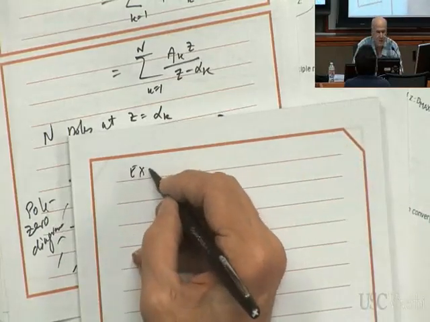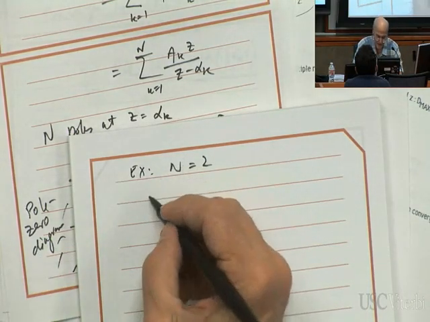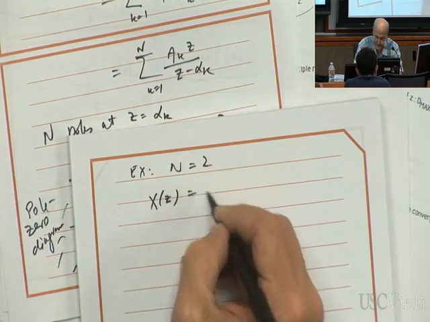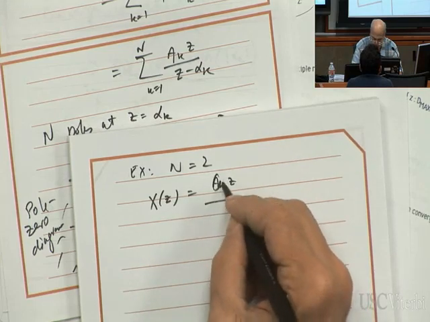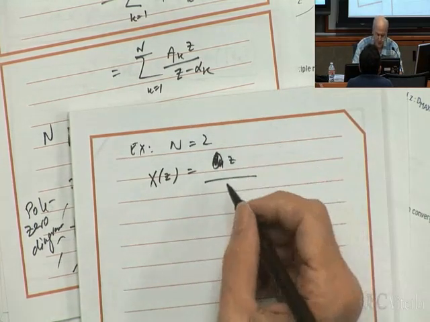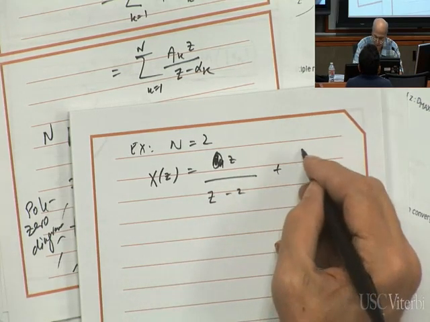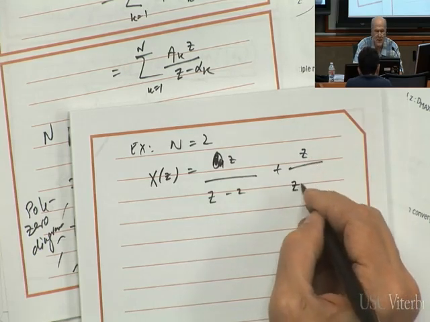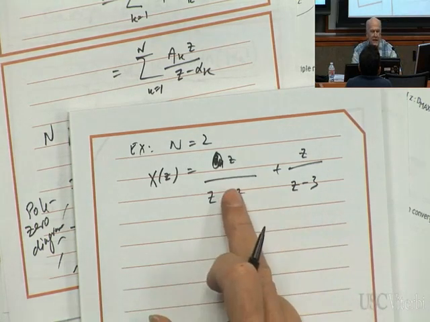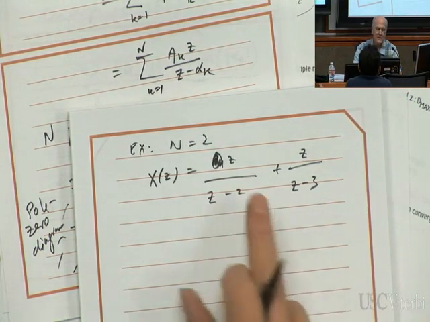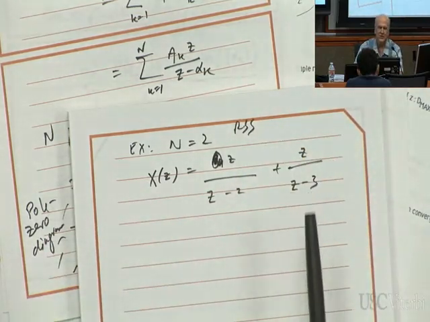Okay, example, N equals 2. And you can do the same type of example for left-sided. Let's say X of Z is equal to, I don't know, A1 Z, or let's make it even simpler. Okay, it looks like this: Z over Z minus 2 plus Z over Z minus 3. So I'll take a simple example where the A's are all 1, and I have two poles at 2 and 3. So in this case, since it's RSS, the region of convergence would be all magnitude of Z greater than 3.